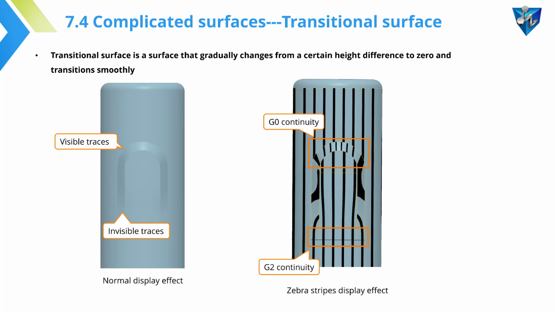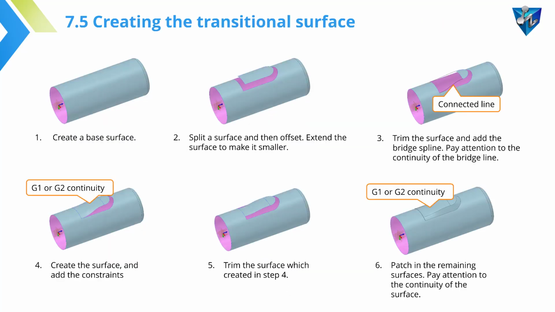The transitional surface is a classic surface that includes visible traces and invisible traces. In the zebra stripes, the top place is G0 continuity and the down place is G2 continuity. These are the specific operations. The key commands are offset, trim and curve mesh.